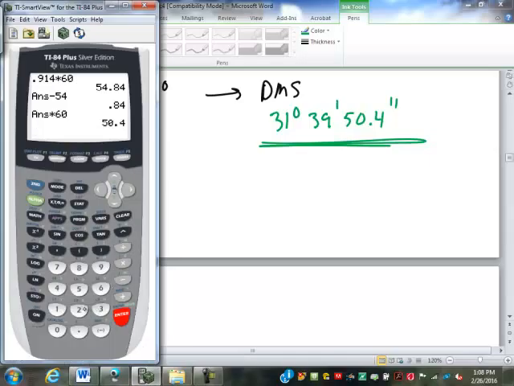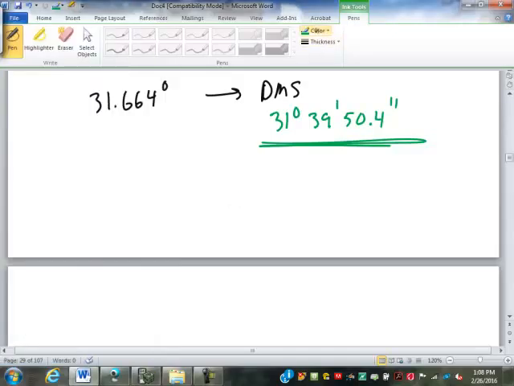So here we would have done 31.664. Of course, the 31 comes off as the degree, so we subtract 31. 0.664 times 60 gives us the 39.84, so 39 minutes, so we subtract off the 39. Then the 0.84 is times 60 to give us our seconds, which is 50.4. If you'd rounded it to 50, that would be okay.